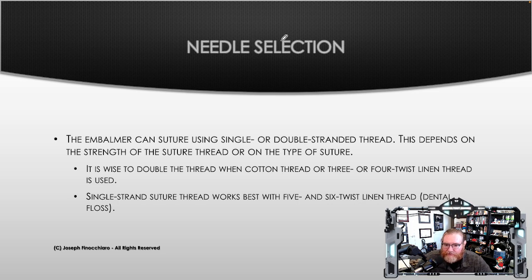So, if you are using very small suture thread, such as 3 or 4 strand, you probably want to double that up so it's forming something along the lines of a 6 or an 8. If you're using single strand, just go with a thicker suture thread, such as 5, 6, 7, or 8 suture thread. Dental floss also works in a pinch.